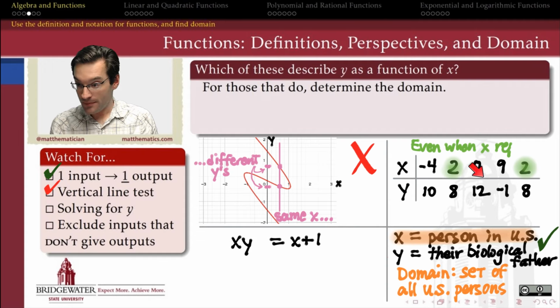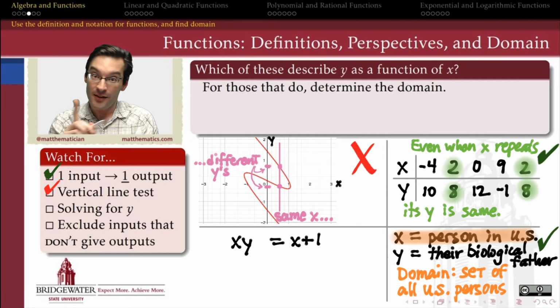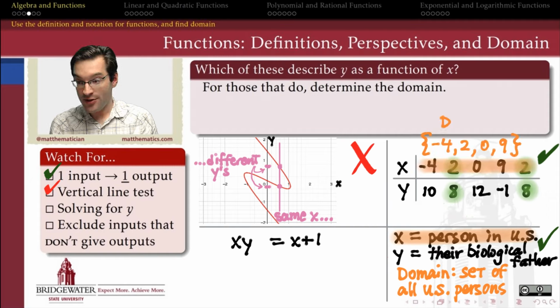In this data chart, I have a bunch of x's and a bunch of y's, and I have a repeated value of x. X equals 2 appears twice. But because when it appears twice, it has the same y value both times, it's not the case that a single x has multiple y's, and so this data table still represents a function. And in this function, the domain is the set of all x values that we see represented right here, which includes -4, 2, 0, and 9. We don't have to list the 2 separately because the domain is just a set.